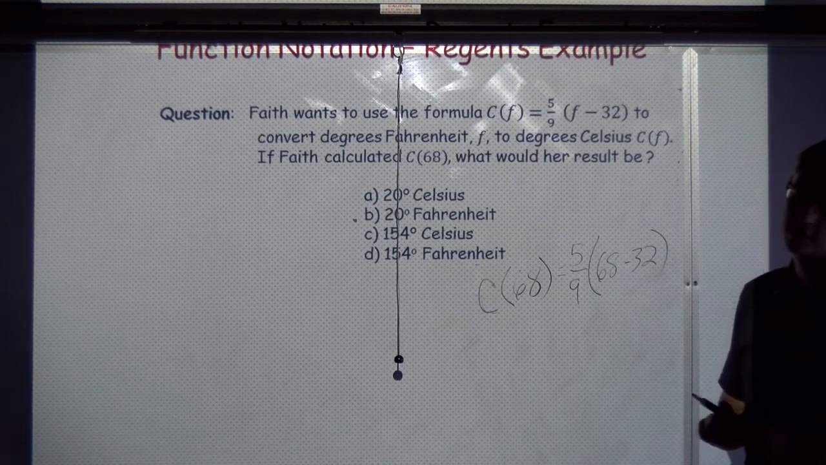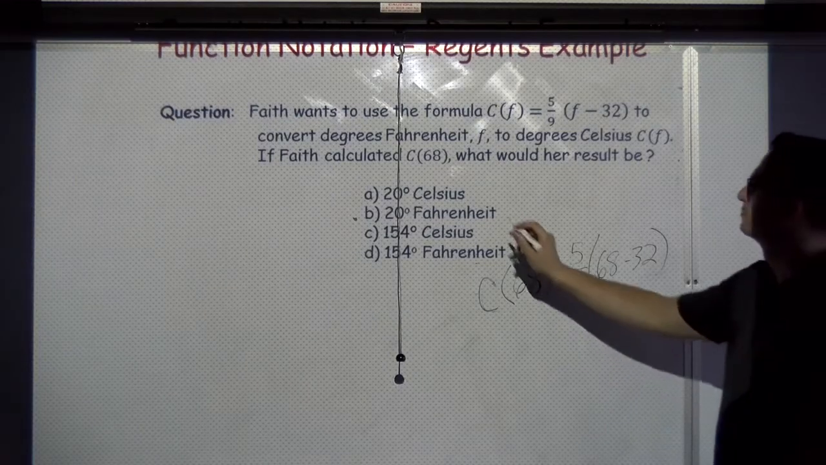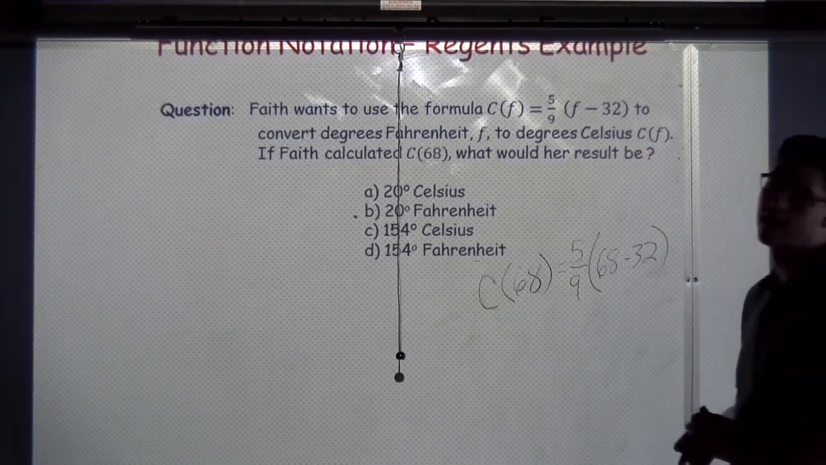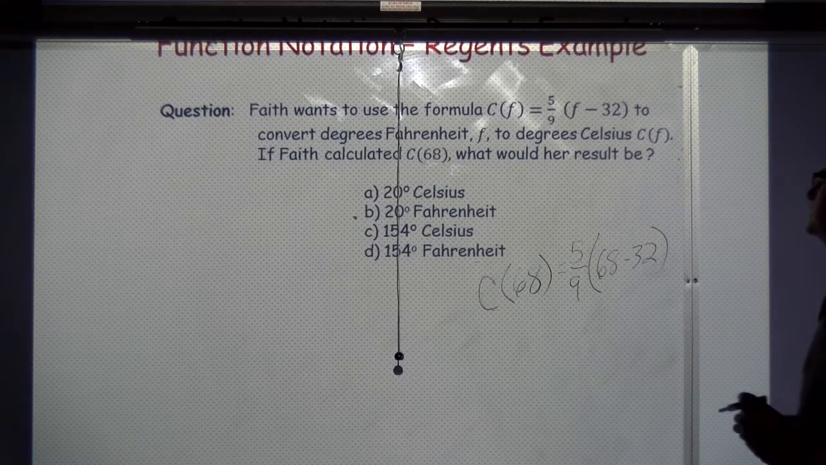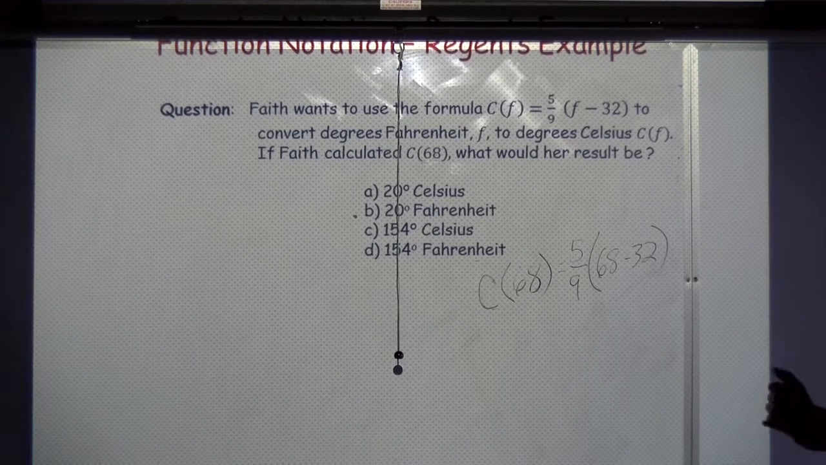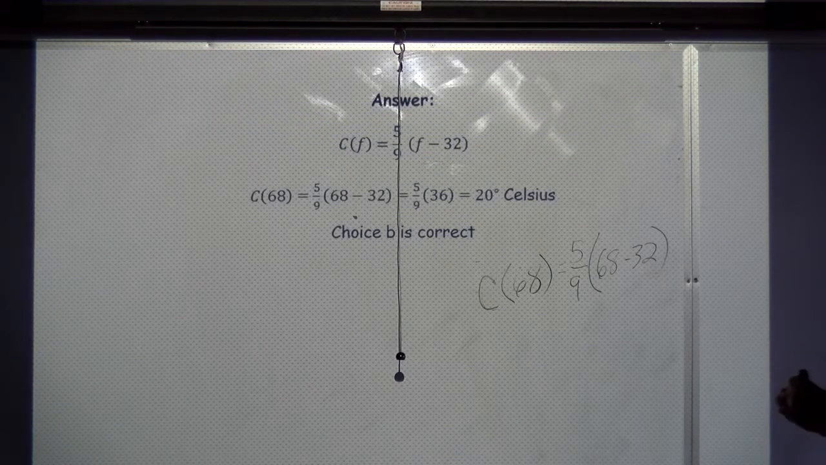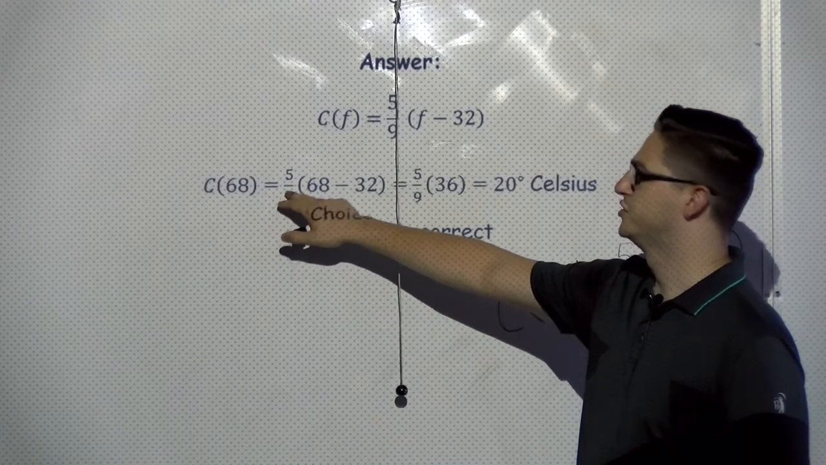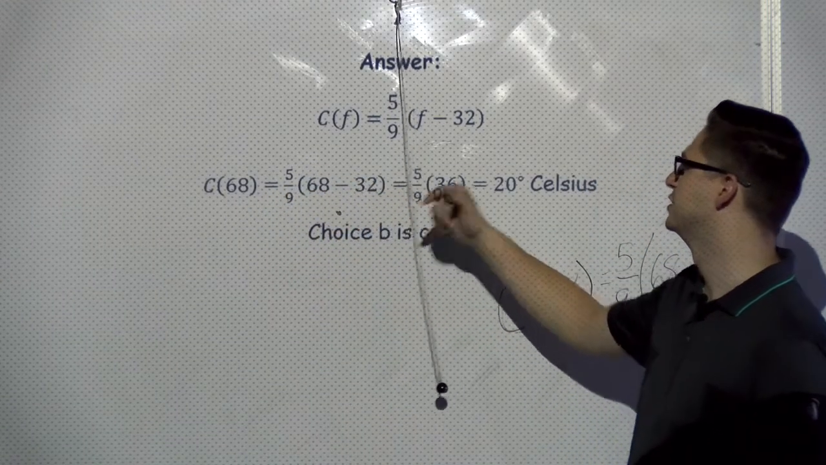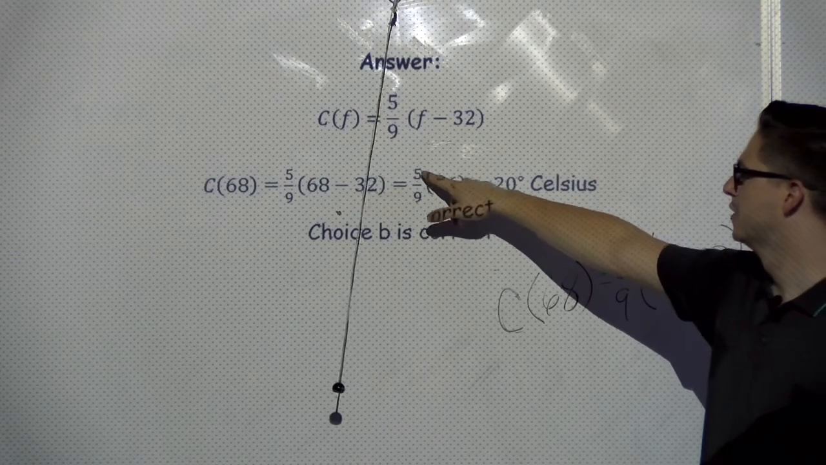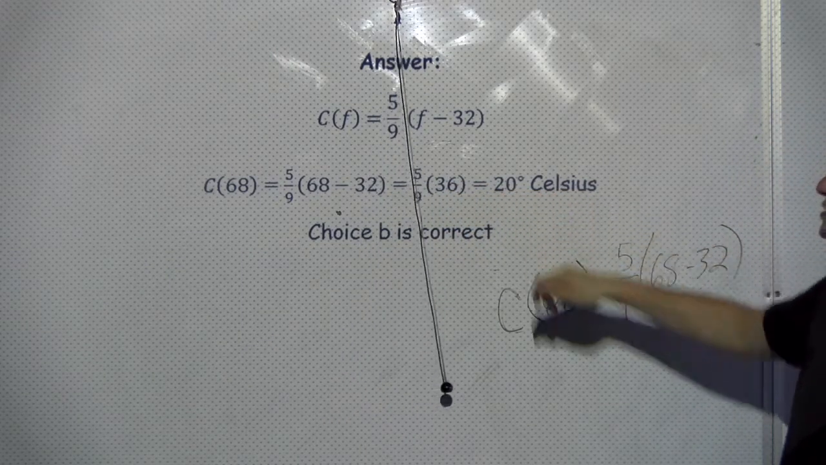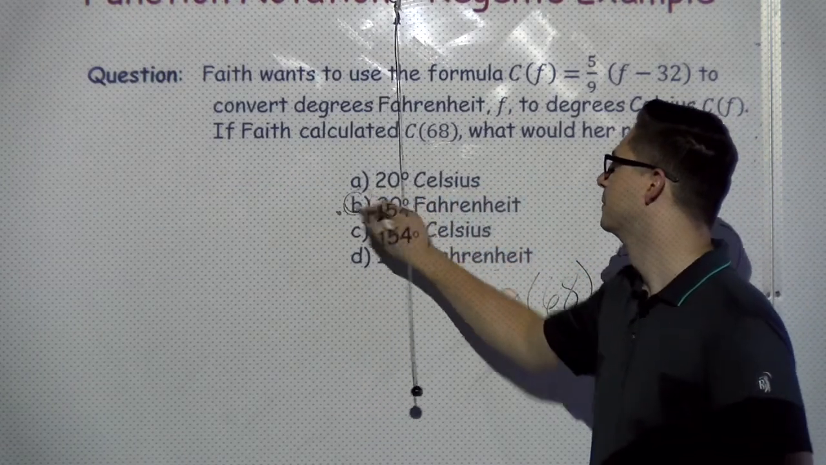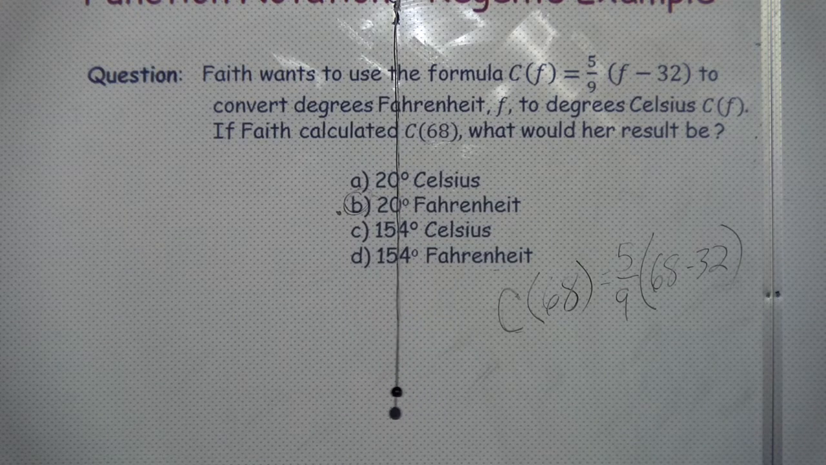So the way we would set this problem up is to plug in our 68 for our F value. If we plug in 68 for F and solve, we notice that our answer is going to be B. So if we had 5 over 9 distributed across our 68 minus 32, which would be 36, 5 over 9 times 36 gets me to 20, which our correct answer is going to be choice B. Okay? Any questions so far?